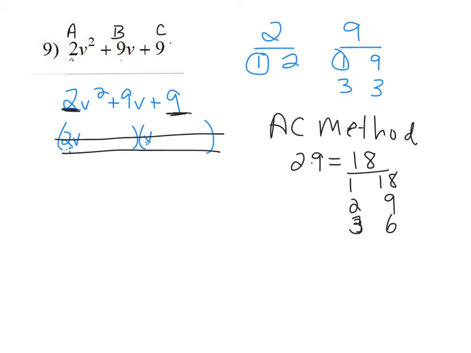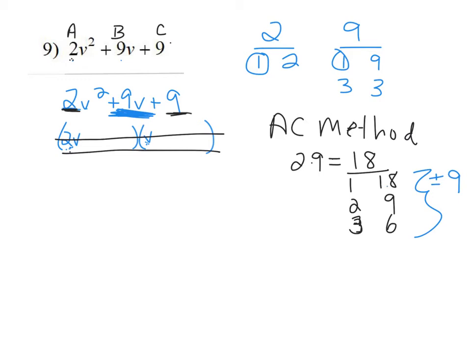So for AC method, we're going to do something a little bit different. So we're going to expand our middle term. And expand just means we're going to make something a little bit longer. And we're going to make it longer to make it shorter in the end. So we're going to rewrite this 9v using one of these sets of factors. So do any of these sets of factors add or subtract to get 9?